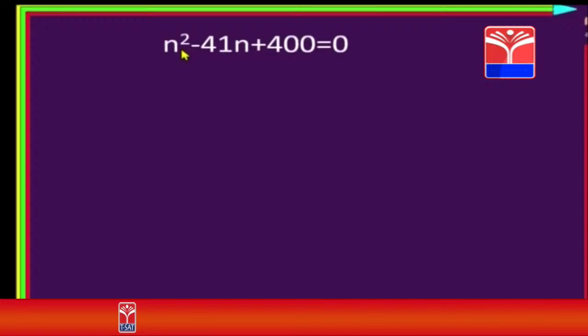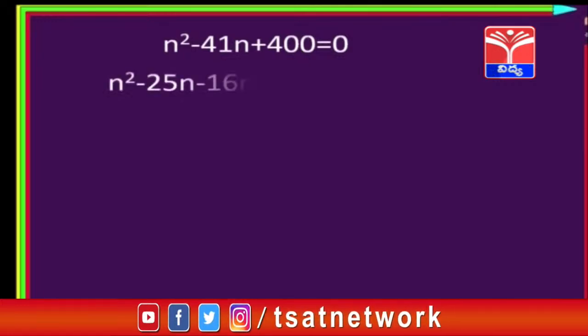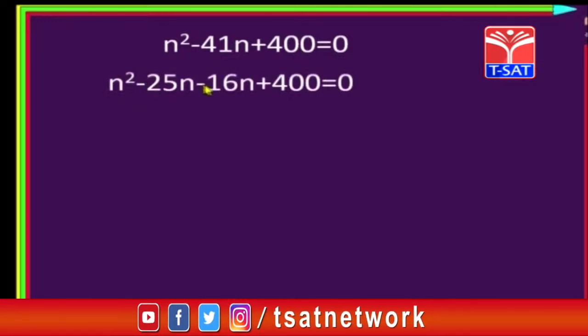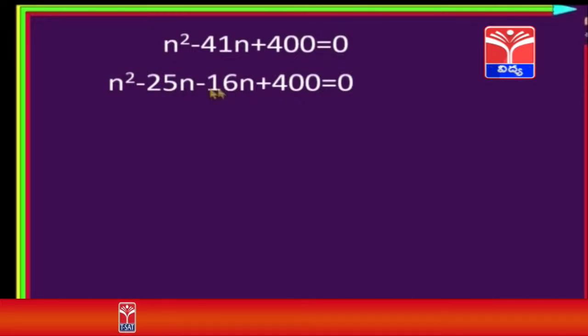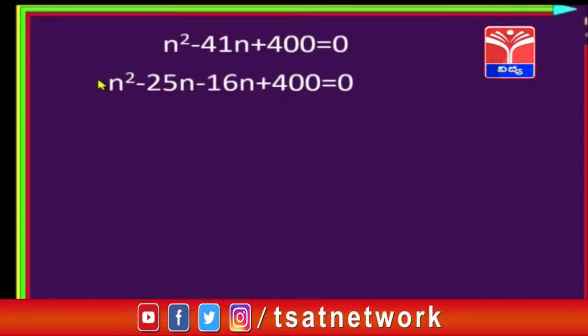Now this is the quadratic equation we have seen just now, n square minus 41n plus 400 is equal to 0. What are the factors? Here the product of the extreme terms is 400. The factors are 16 and 25, minus 25 and minus 16. If we add these two terms, we will get minus 41n. The sum of these two terms is minus 41n and the product of these two terms is 400n square. So this factorization is important.